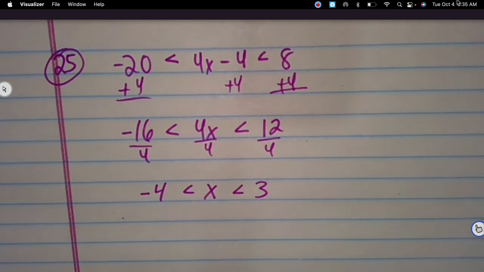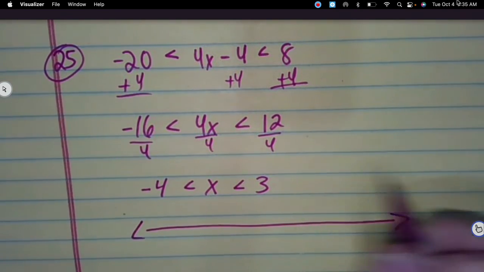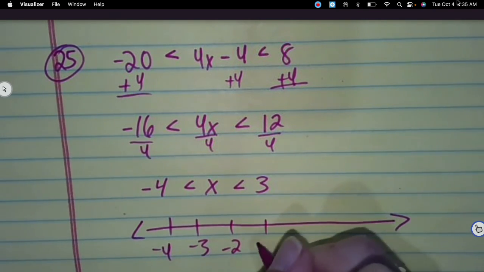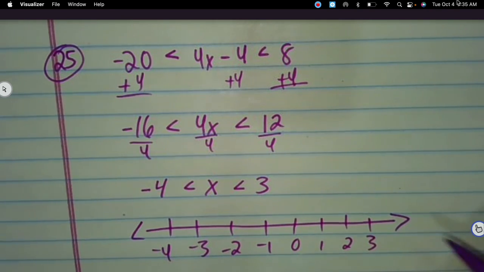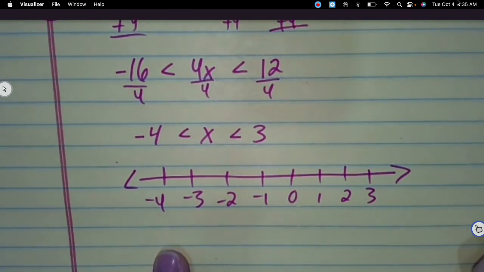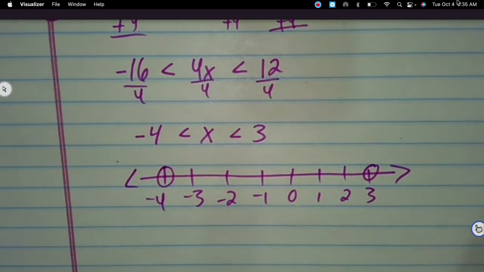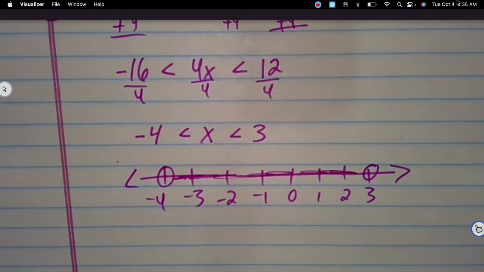Okay, so x is between negative 4 and 3. I'll go ahead and graph it, y'all. If x is between negative 4 and 3, they're open circles. Do y'all know why they're open circles? Yes, because they don't have the equal sign, and I'm coloring between them. Okay, we finished another page.